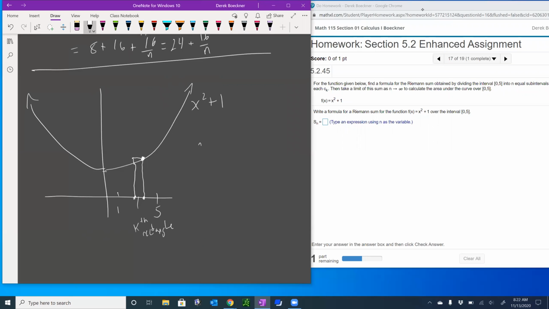And then I'll want to know these guys here as well. Okay. So delta x is 5 minus 1 over n again, which is 4 over n. And so we have the same formulas for the x coordinates. We're going to have the left-hand side. Oh, it's 0 to 5. Okay. That changes things.